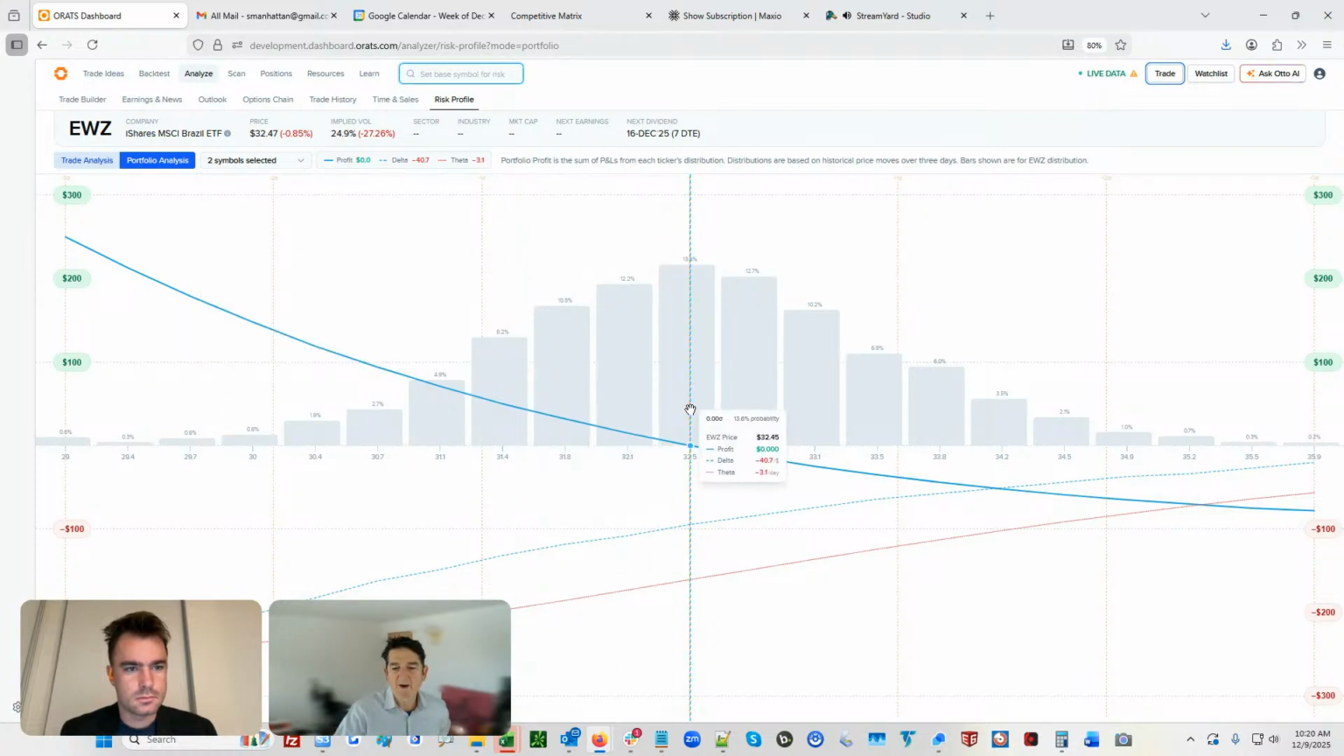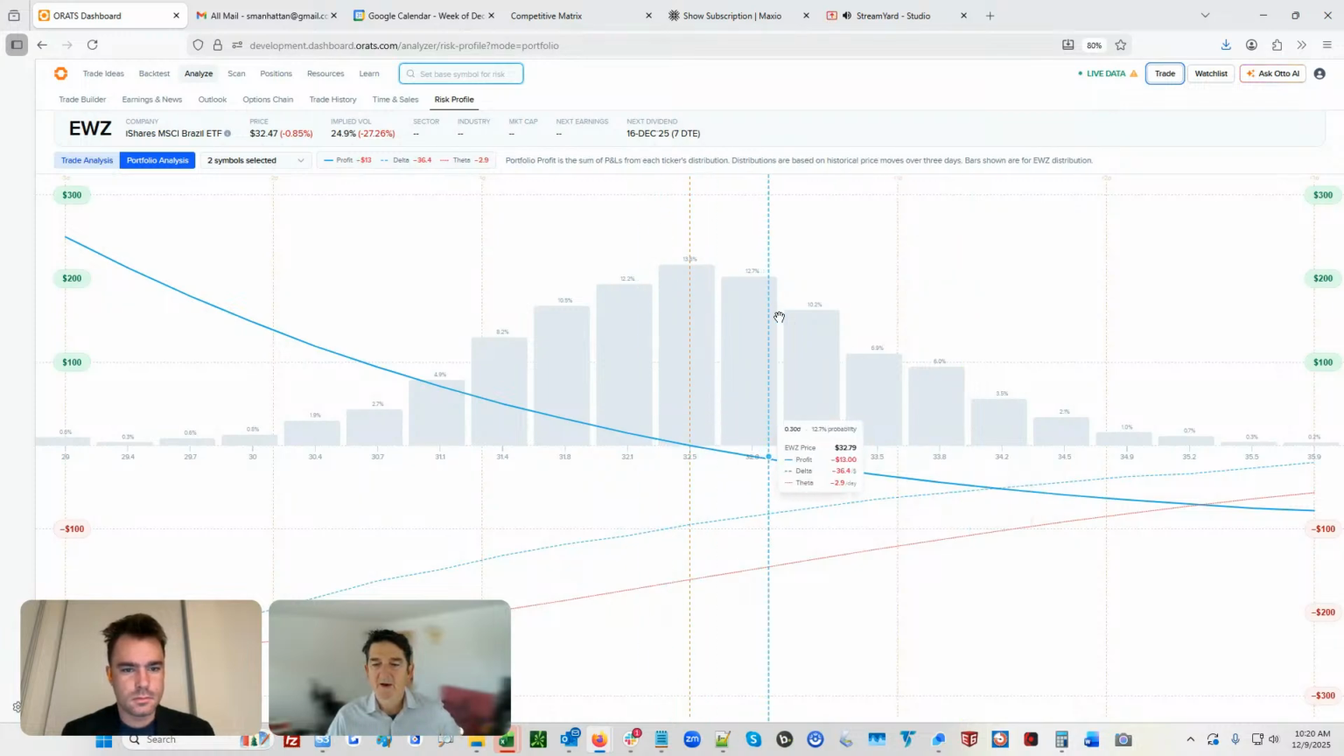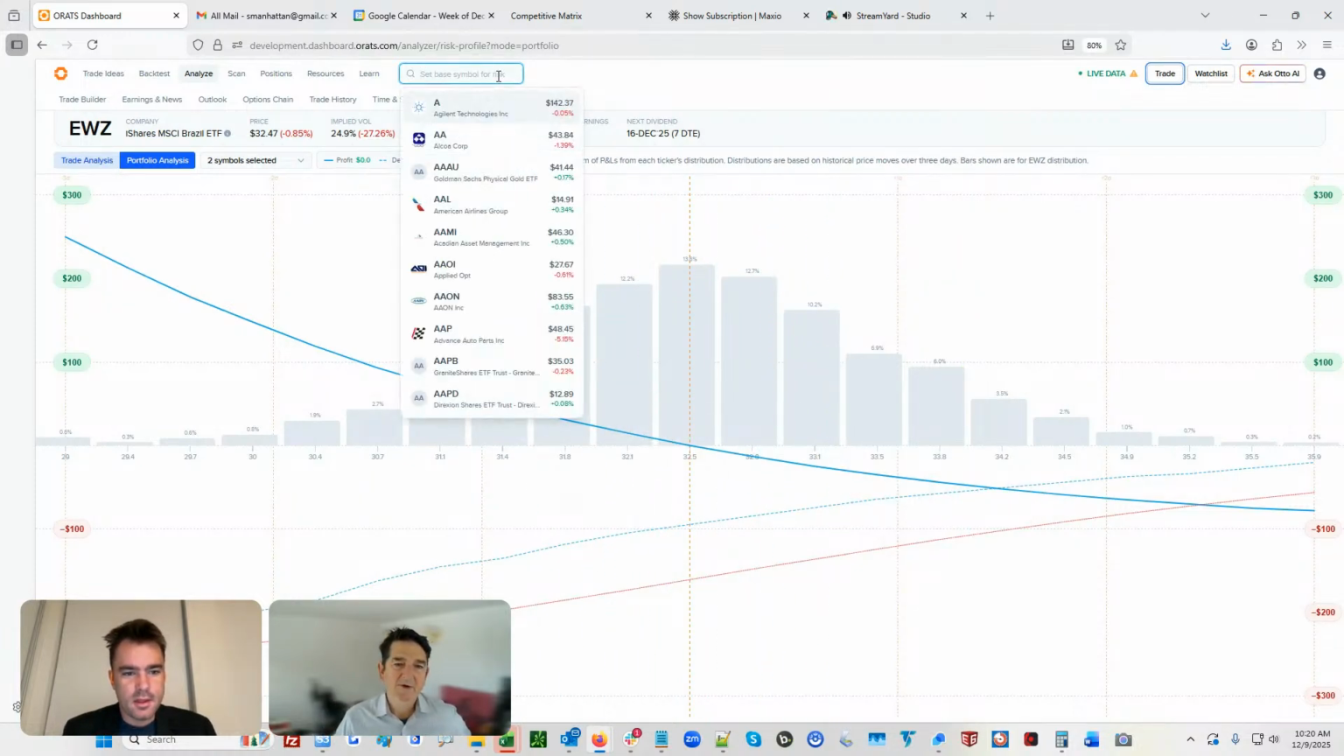So how am I in that? So I'm short, and this is in terms of EWZ. It doesn't really matter because we just add up by the nodes, but you can always change that.